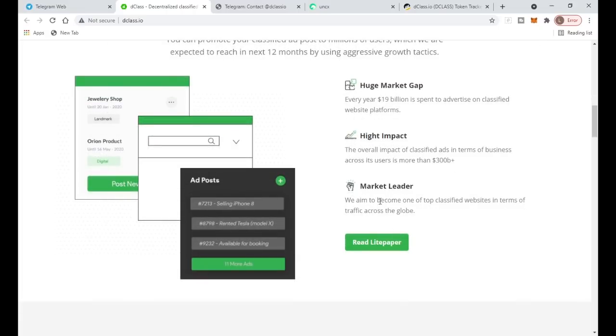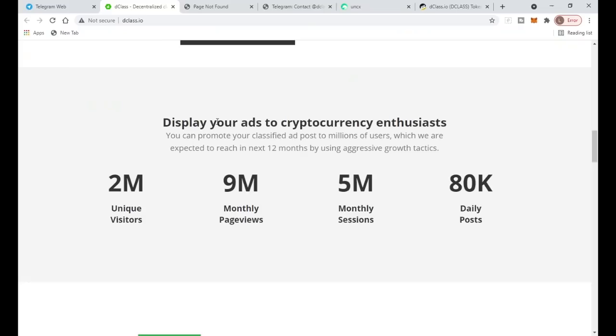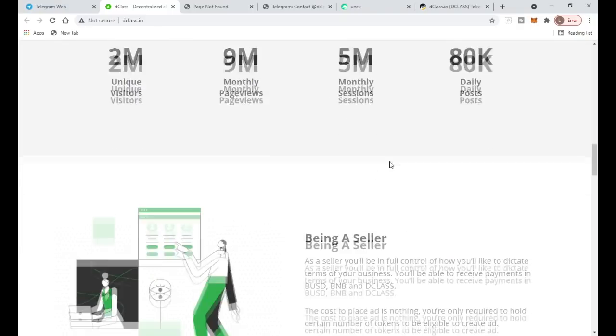Market leader: we aim to become one of the top classified websites in terms of traffic across the globe. Display your ads to cryptocurrency enthusiasts so you can promote your classified posts to millions of users, which we expect to reach in the next 12 months by aggressive growth tactics. Unique visitors, 2 million, 9 million monthly page views, 5 million sessions, and 80k daily posts. So that is absolutely huge.